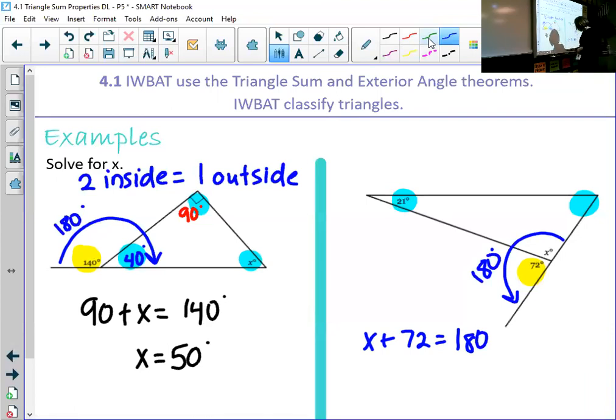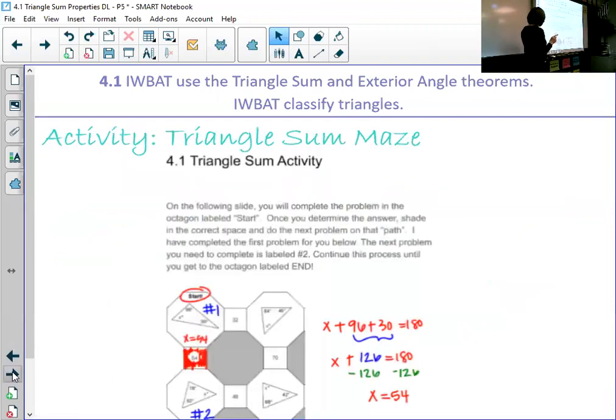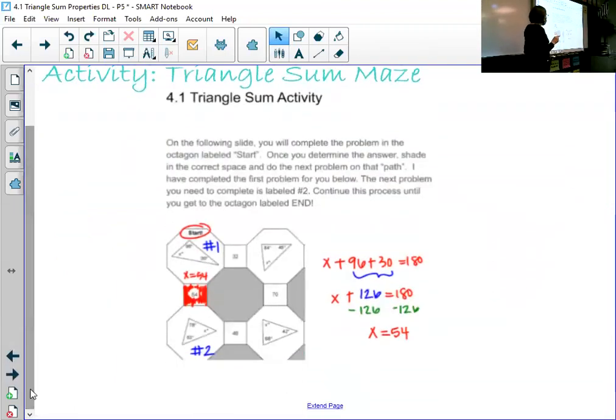So those are the types of problems you are going to see in Delta Math for homework today. Besides homework, we also have an activity, and because you guys got shorted 20 minutes, this is also something I would like you to do. You can start it now, but you can do this at home.